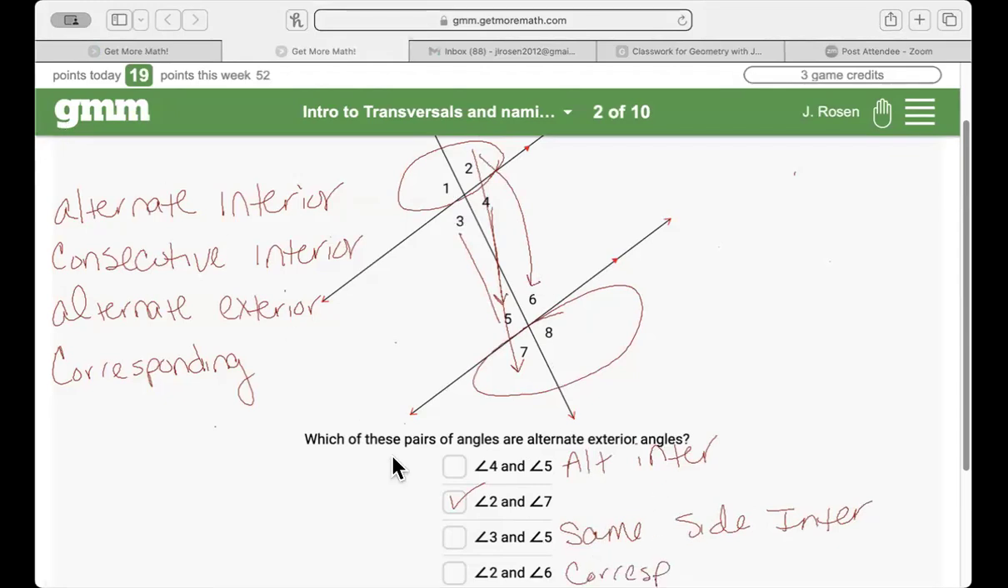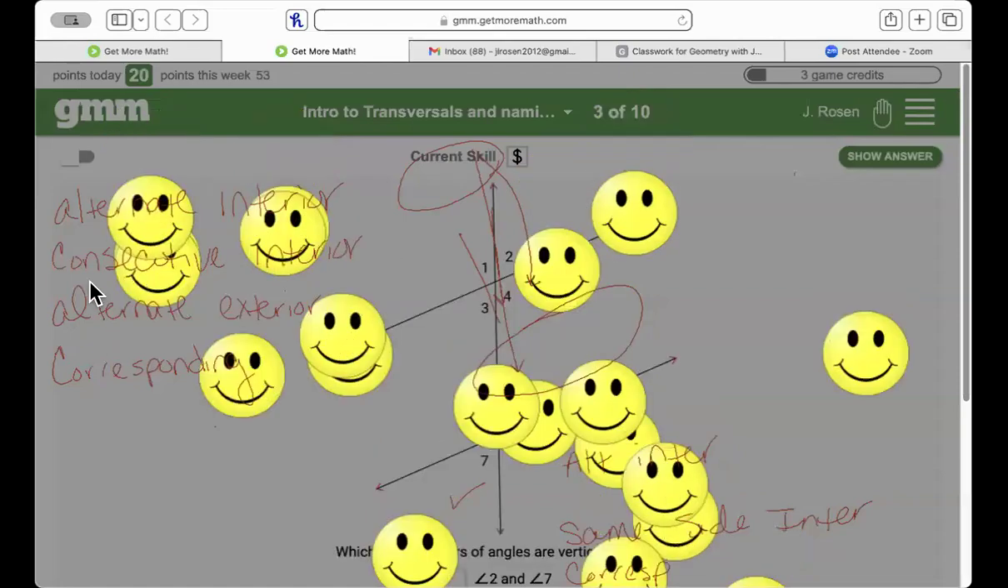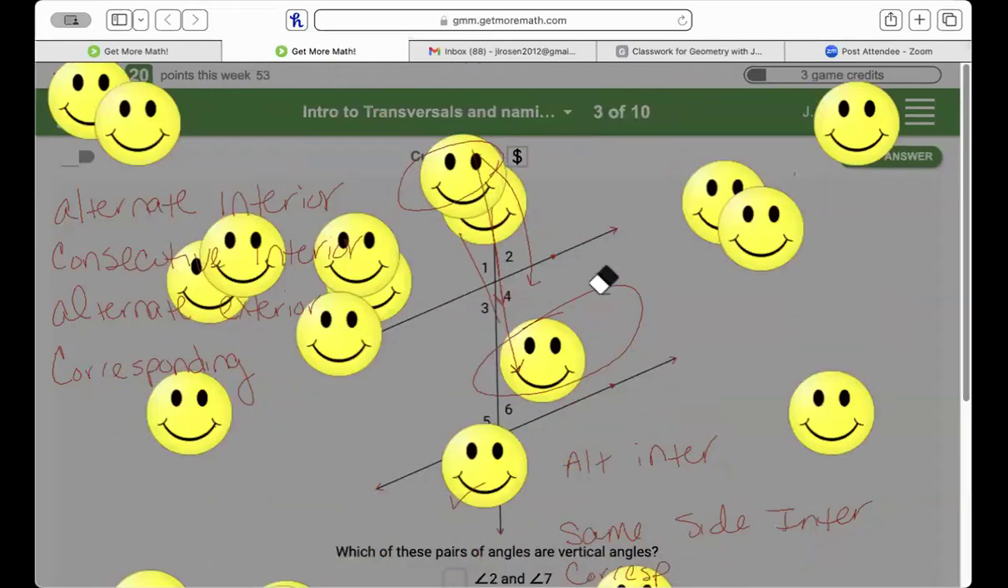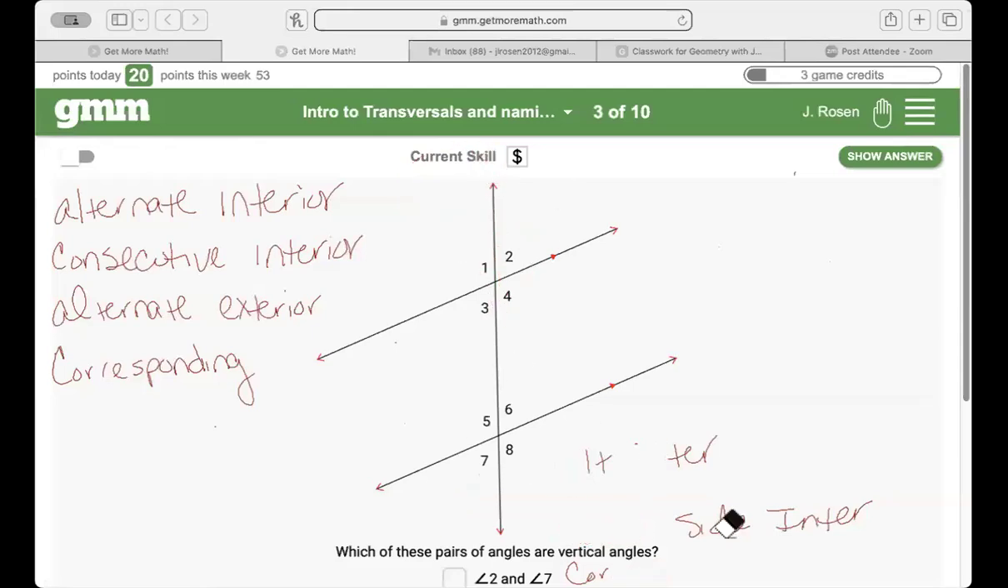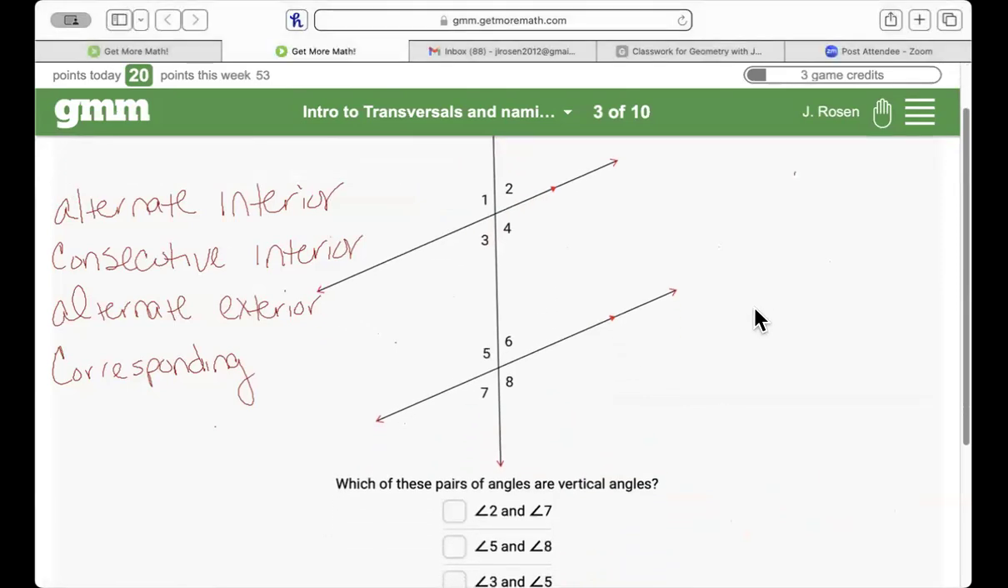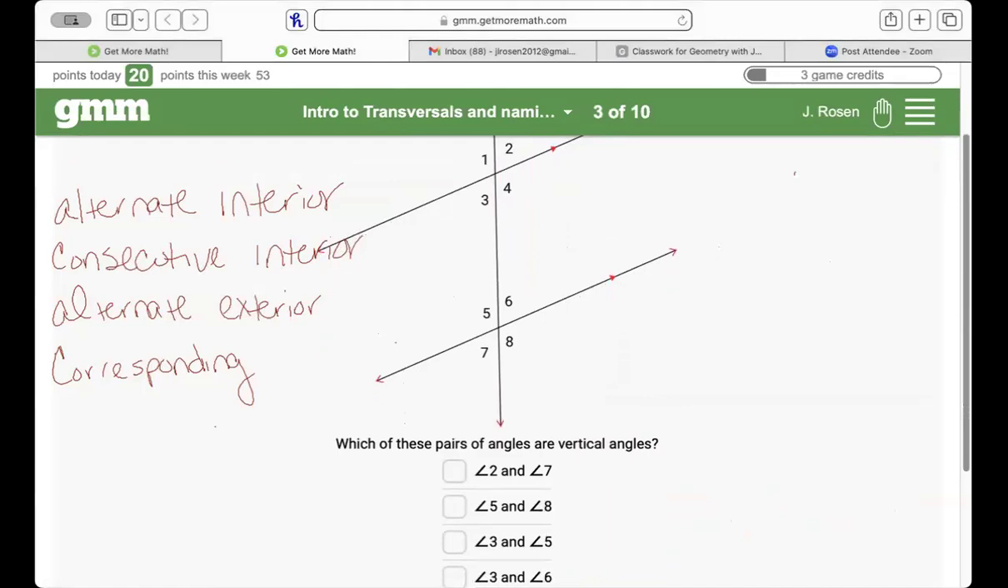Okay, so being able to identify each one will help us make sure that we are practicing the vocabulary as we go. Okay, let's see what this one gives us. Let me erase all this. So this one, it says, which of these pairs are vertical angles? So hopefully vertical, pretty easy to see. But let's see what we got here.